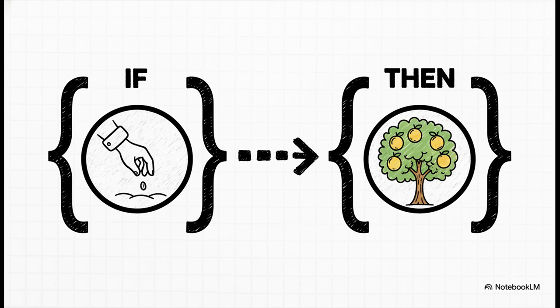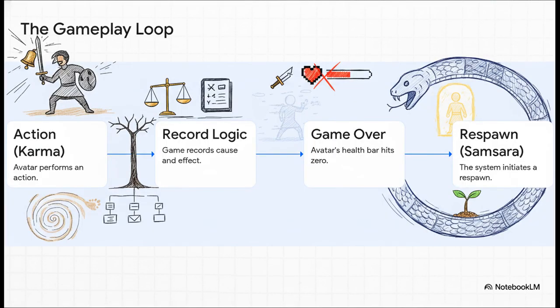It's a basic if-then logic loop coded right into the system. An action happens, a consequence follows. Period. So here's how it works. Your avatar performs an action. The game's logic automatically records that cause and its effect in your user profile. Then, when your avatar's health bar reaches 0, game over.